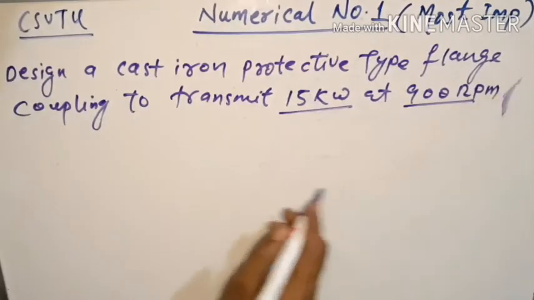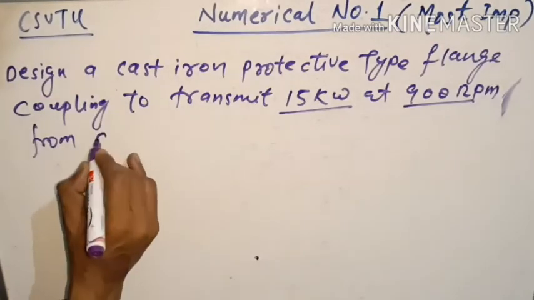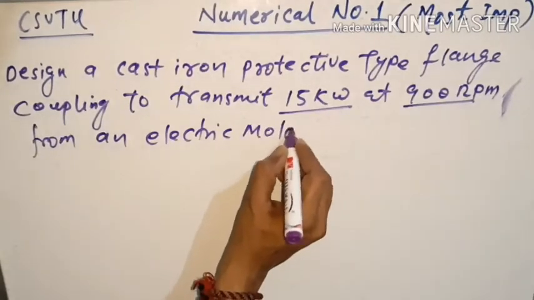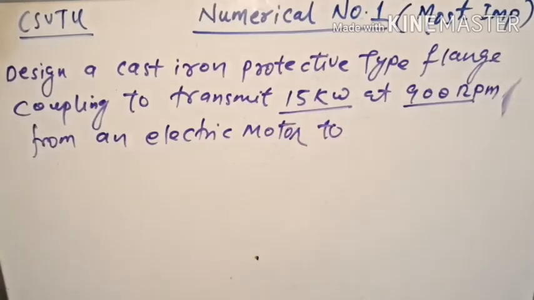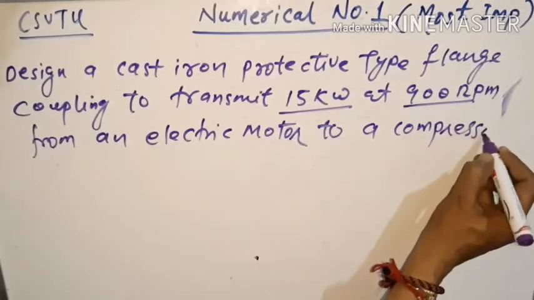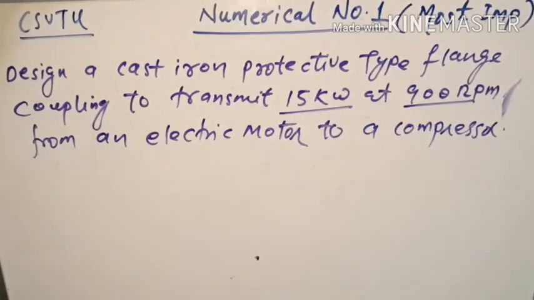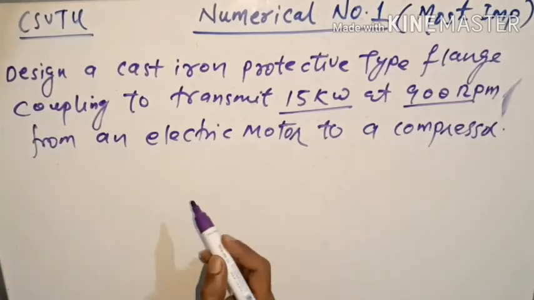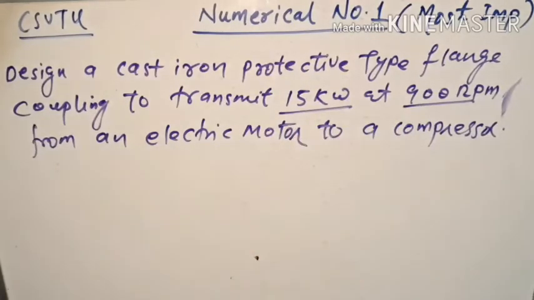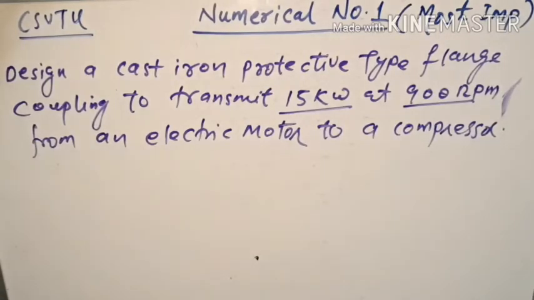from an electric motor to a compressor. Okay, understand it? So that power is transmitted from the electric motor to a compressor. So we use a protective type flange coupling between them, between the shaft of the motor and the compressor.